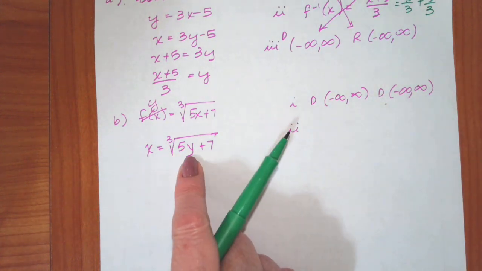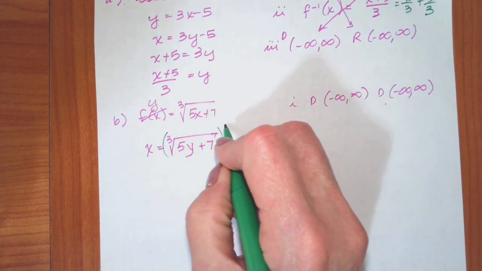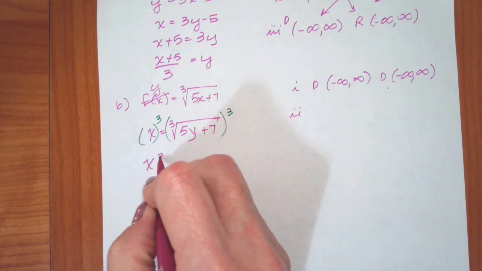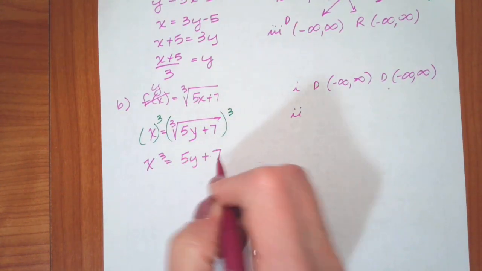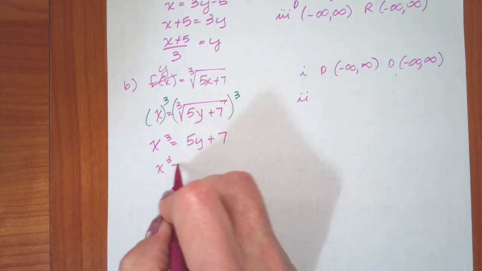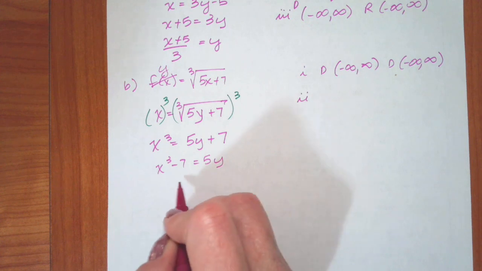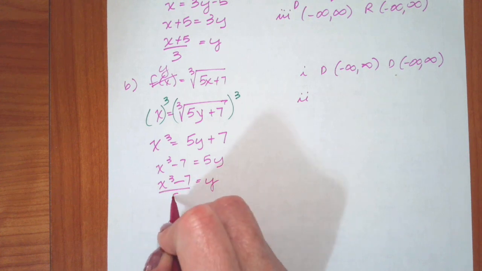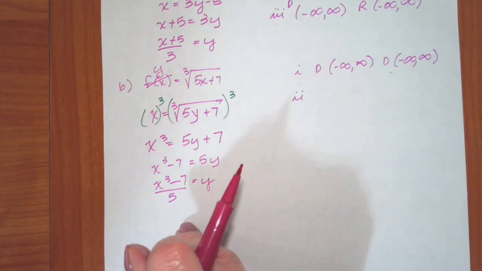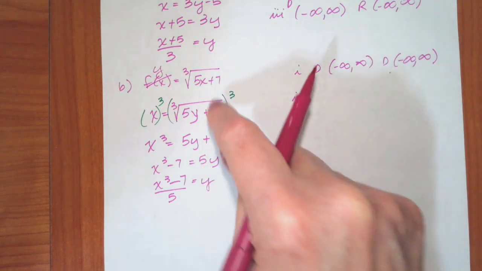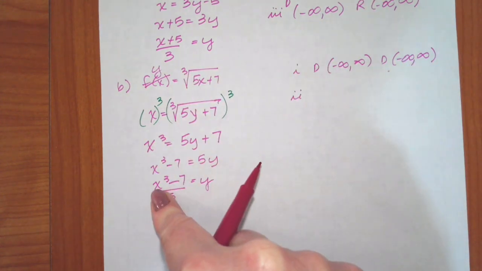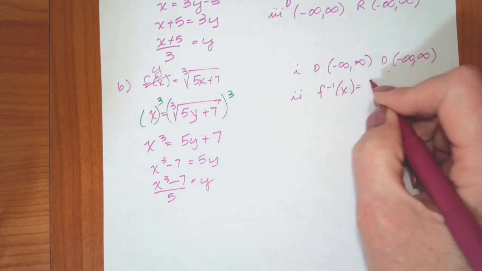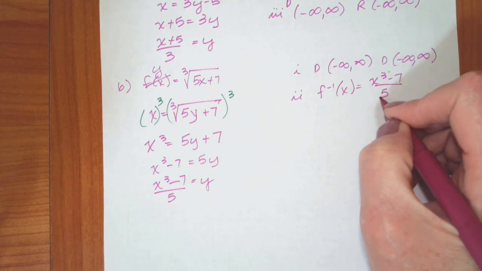Now, I'm trying to get to the y. To undo the cube root, I take it to the third power, which means I have to do that on the left as well. So x to the third is equal to 5y plus 7, subtract 7, and finally divide by 5, and I get y is x to the third minus 7 over 5. Okay, once again, this is a cubic function, which it should be, because if it's a cube root, the inverse should be cubed. So f inverse of x is x to the third minus 7 divided by 5.